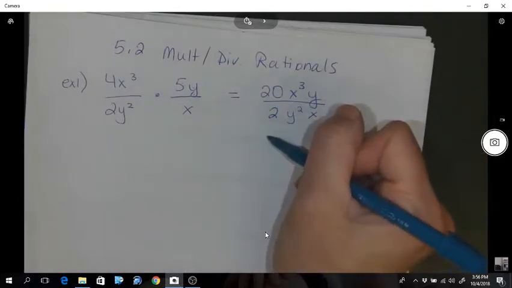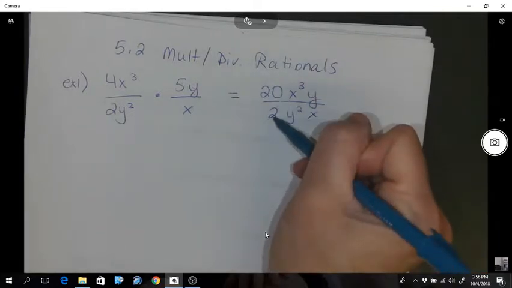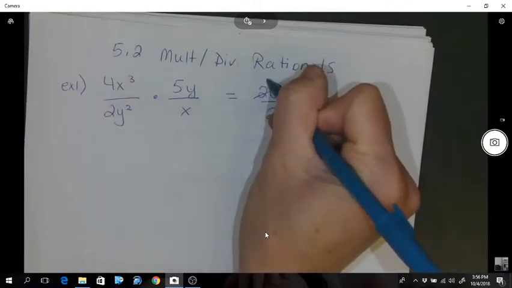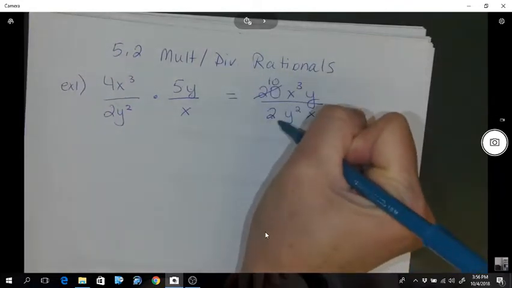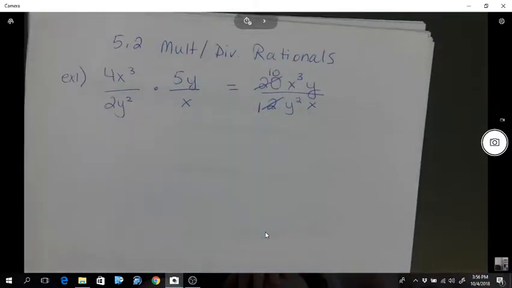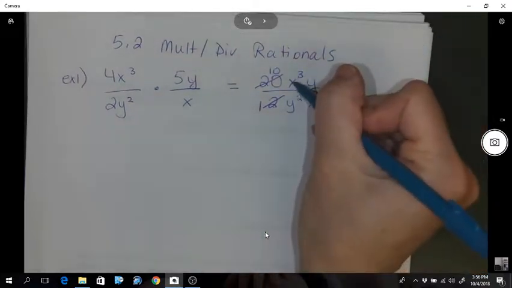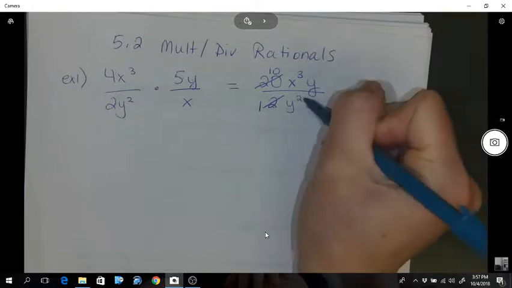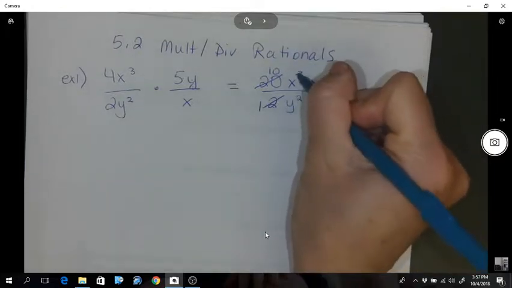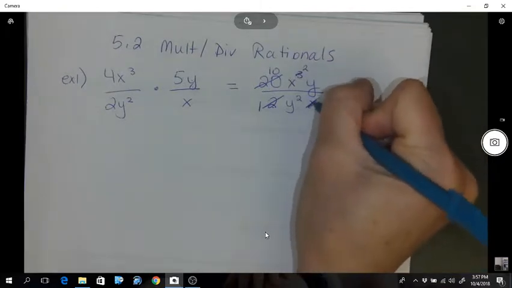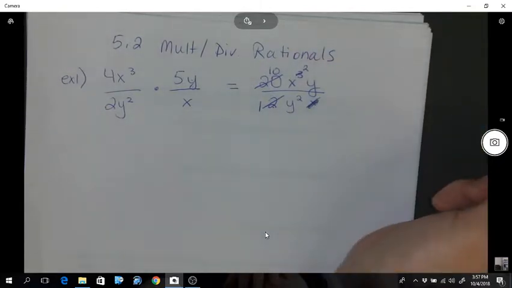Okay, so let's cancel. So I see a 20 and a 2, so I'm going to divide each by 2. So here's what I'm going to do. I'm going to cross that out and rewrite it as a 10. Cross that out and rewrite it as a 1. Okay, now x cubed and x, those both can be divided by an x. So if I take an x out of here, it would become x squared. And if I take an x out of there, it would become a 1.